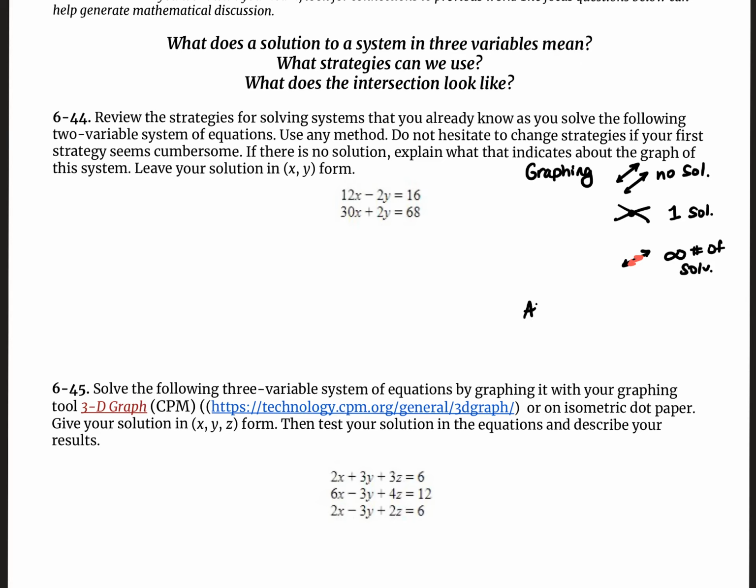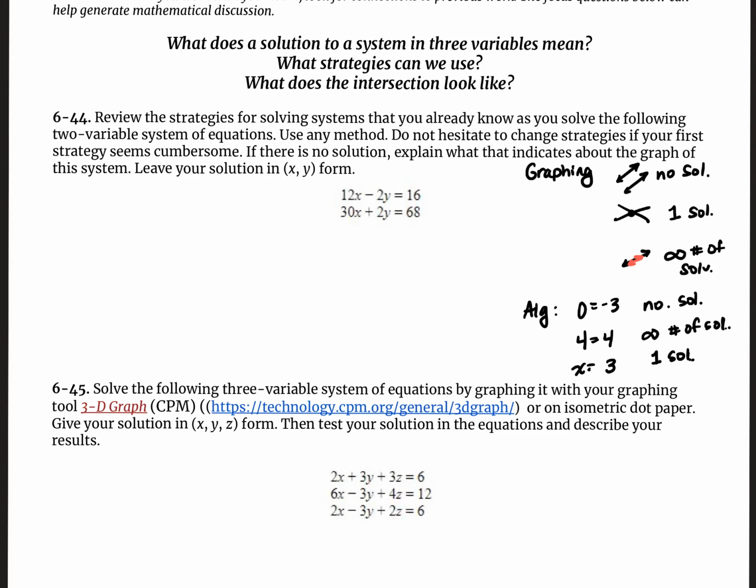So with algebra, to get no solution, you end up with something in the end that looks like, maybe 0 equals -3, something that makes no sense at all. You could end up with something like 4 equals 4. That tells you that there's going to be an infinite number of solutions. Or you could get something like x equals 3, which will tell you that there's going to be one solution.